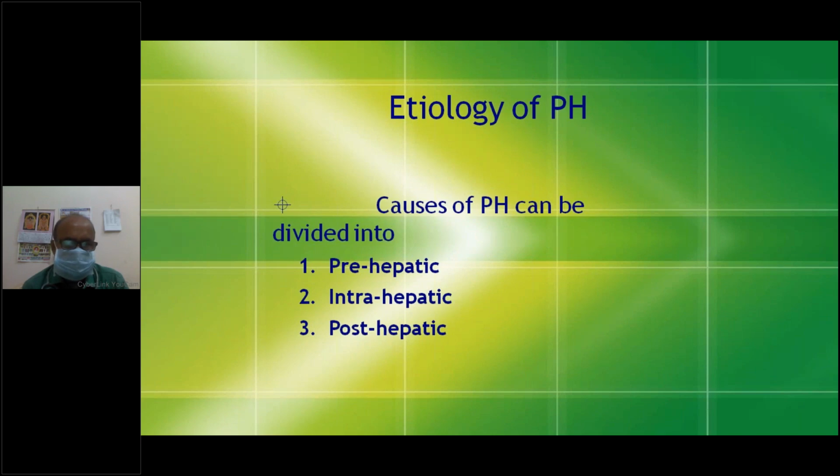Intrahepatic means in the liver parenchyma. Because of either alcoholic etiology, hepatitis B virus, or some other drugs, etc., they can produce intrahepatic parenchymal distortion, resulting in portal hypertension. Post-hepatic area means where the hepatic veins join the inferior vena cava, and inferior vena cava problems like Budd-Chiari syndrome or hepatic venous web in the inferior vena cava, or right heart failure, or congestive cardiac failure, or pericarditis, constrictive pericarditis. They are all causes which can present as post-hepatic causes of portal hypertension.